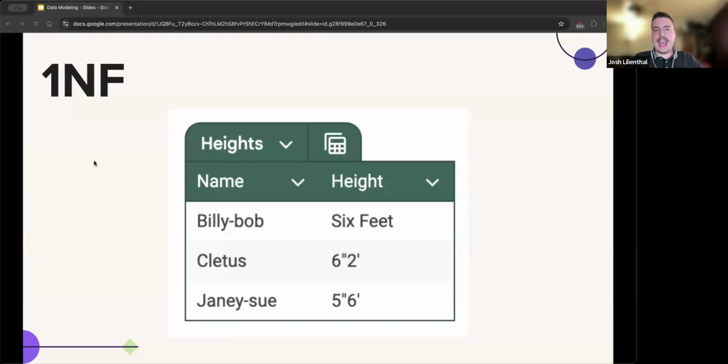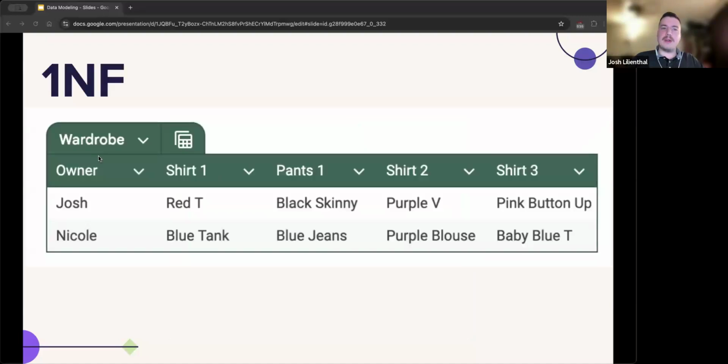Another important rule is that the attribute domain cannot change inside a column. Now, that's just a fancy way of saying that we can't mix up our data types. So if I've got a column of heights, I shouldn't spell out 6 feet in one record and write the numeral representation in another.